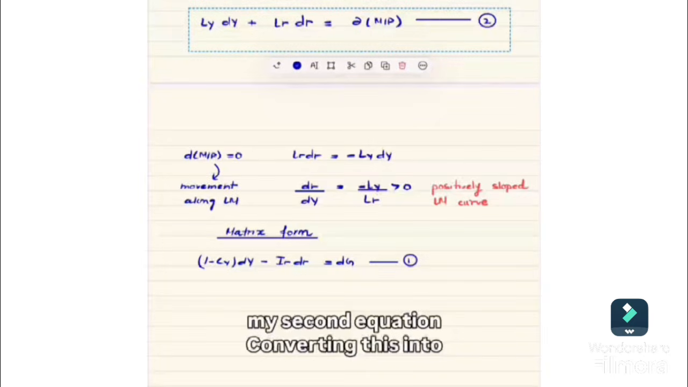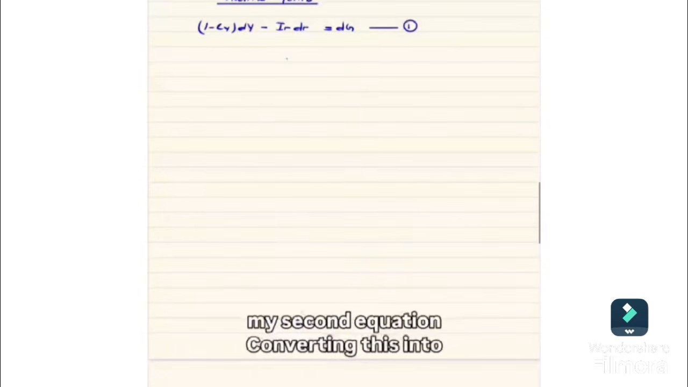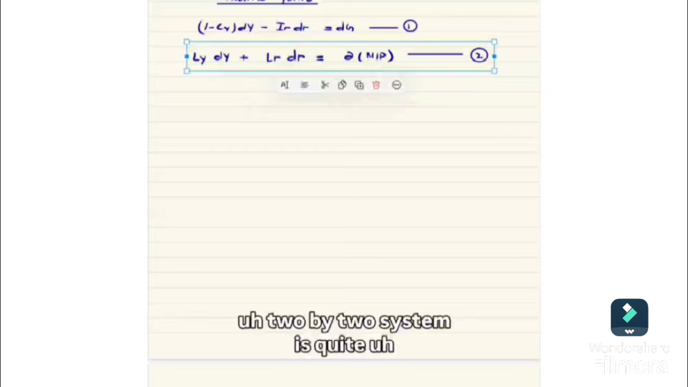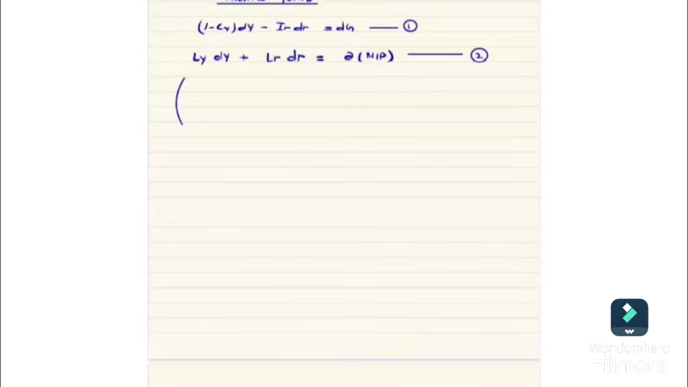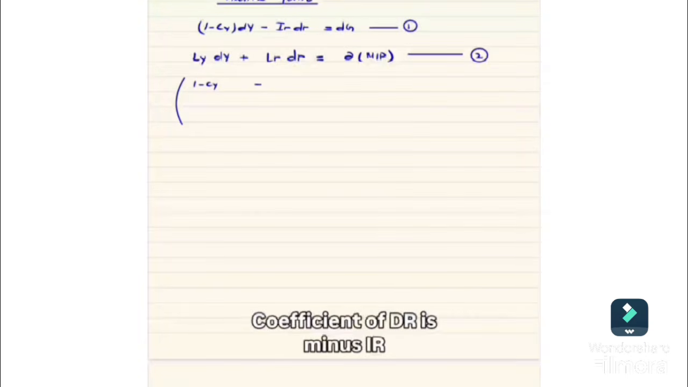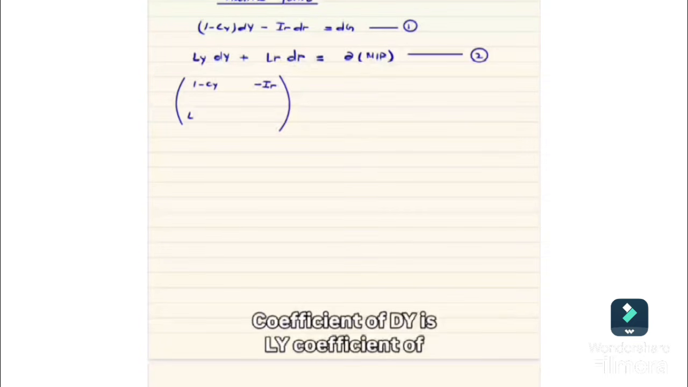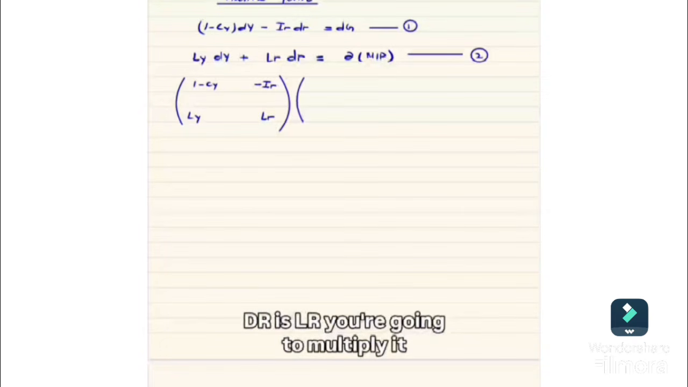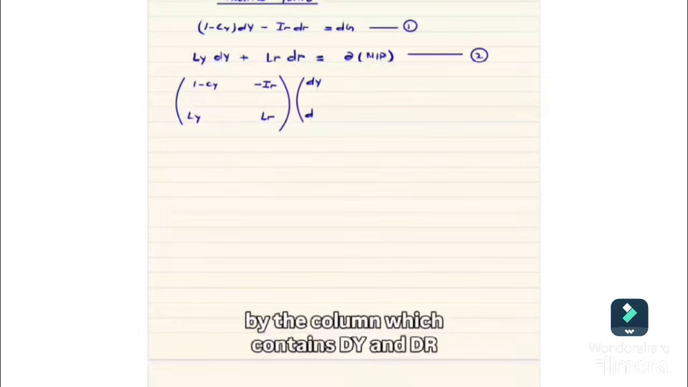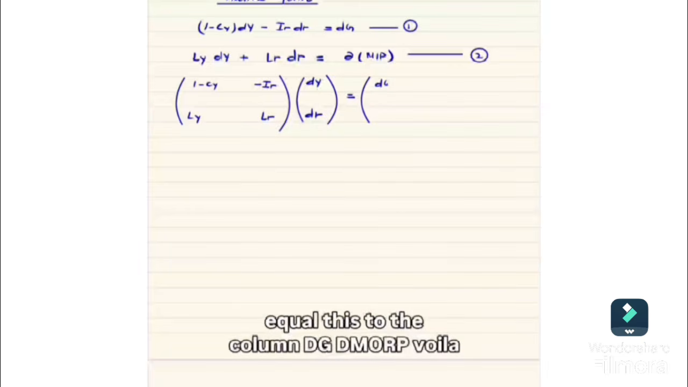Converting this into a 2 by 2 system is fairly easy. I know the coefficient of dy is 1 minus cy. Coefficient of dr is minus ir. Coefficient of dy is ly. Coefficient of dr is lr. We're going to multiply it by the column which contains dy and dr, and I'm going to equate this to the column dg, dm over p. Voila, this is the matrix form.